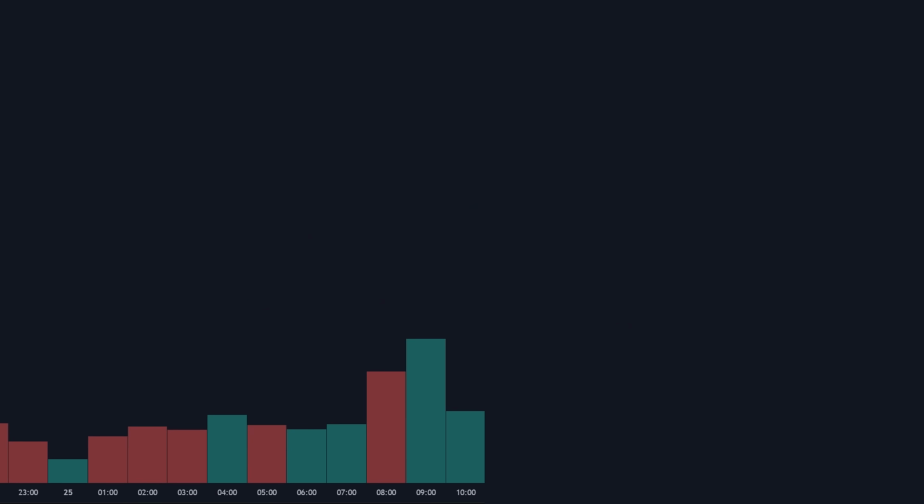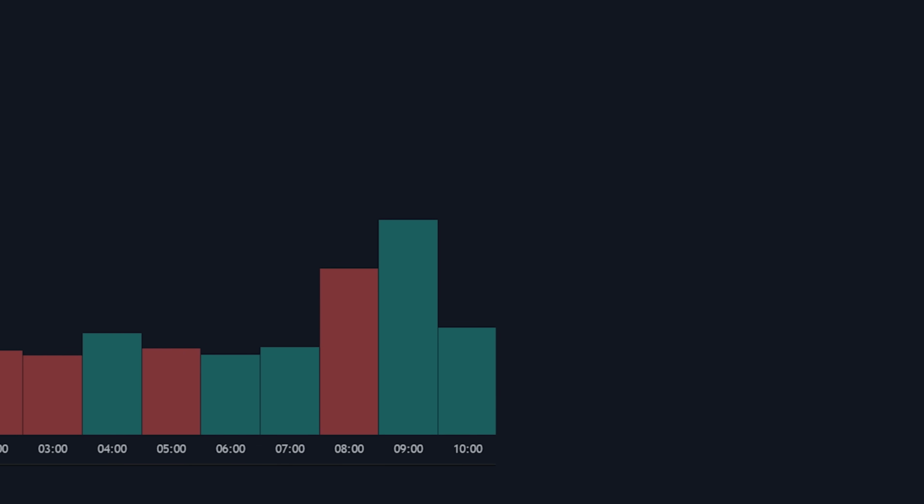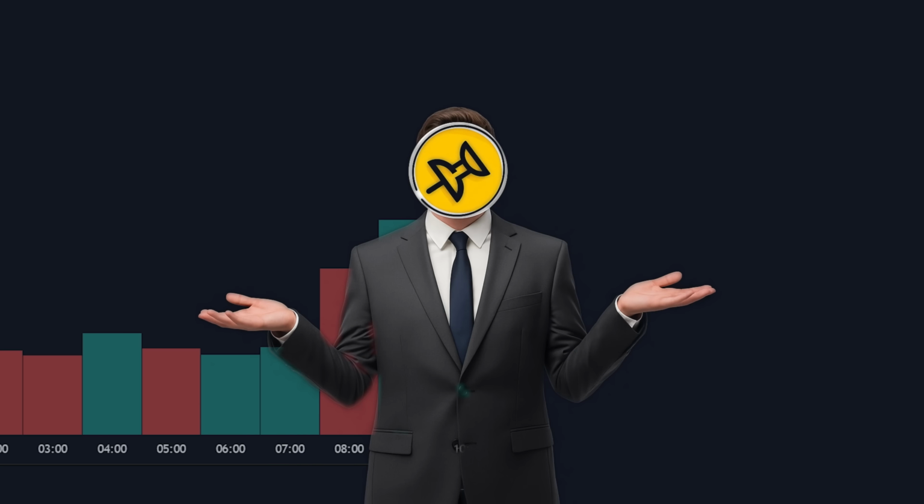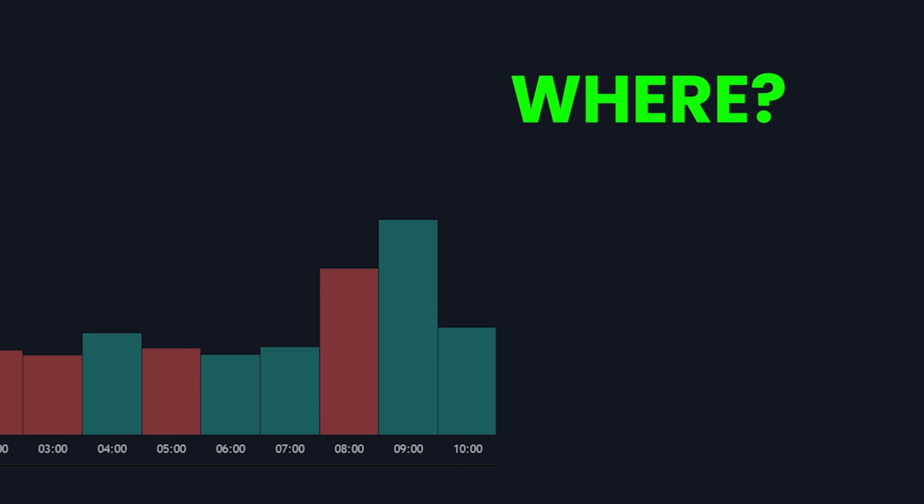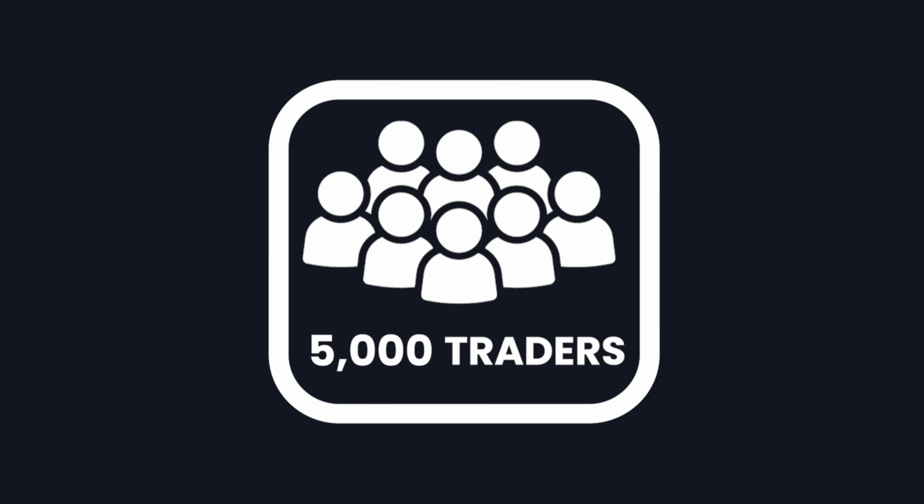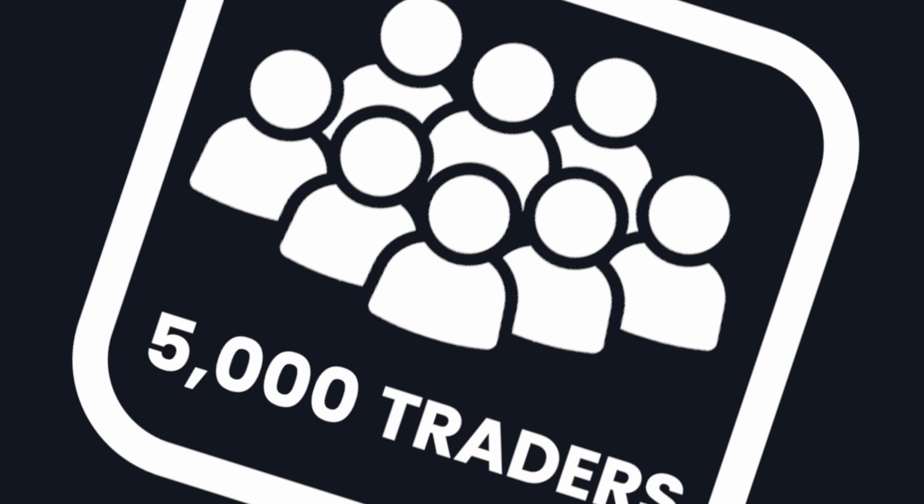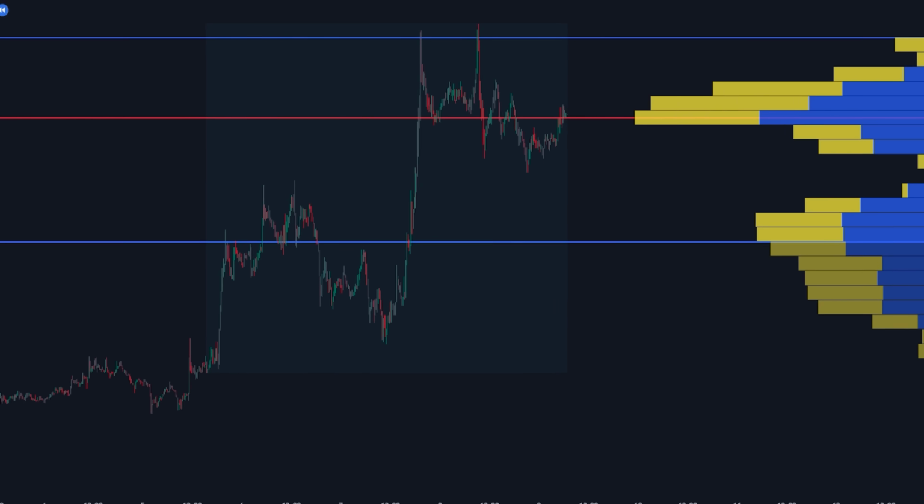Alright, so volume is powerful, but here's the problem with the standard volume histogram at the bottom of your chart. It tells you when volume happened. 9 a.m. had a lot, 10 a.m. had less. Great, so what? What if instead of asking when, you asked where? Not how much volume at 10 a.m., but how many people actually traded at that specific price? The answer to that question is where the real edge lives. That's exactly what the volume profile shows you.